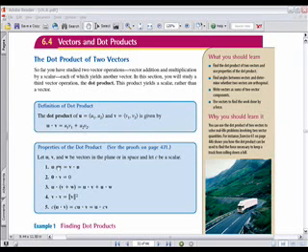Here are some properties of the dot product. It's commutative, which is not surprising since it involves multiplication and addition. Dot product of 0 with a vector is 0. Dot product of a vector with itself is equal to its magnitude squared. There are a couple other ones here which are of less use.